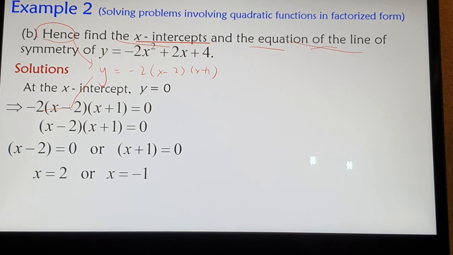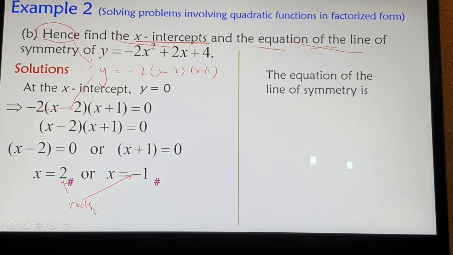These are what we call roots, right? But these roots, this is a set face, right? It's where it cuts the x-axis. So I hope you're very clear about all this terminology. That's all I'm trying to tell you.